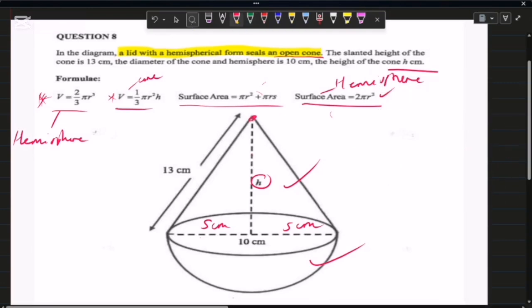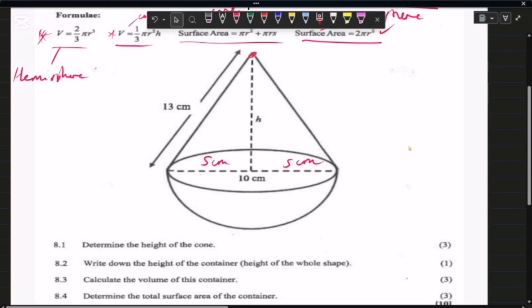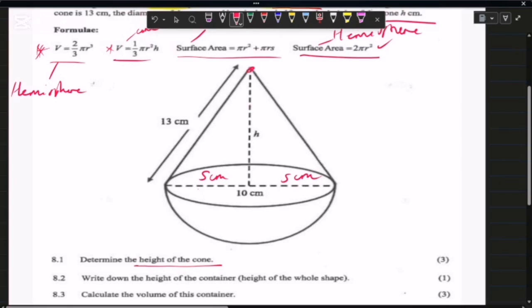That makes this guy to be the surface area of the cone. All right, cool. Now let's answer the questions. Now the question that we are asked is for us to determine the height of the cone. So they want us to determine the height of the cone. In other words, they want this h.